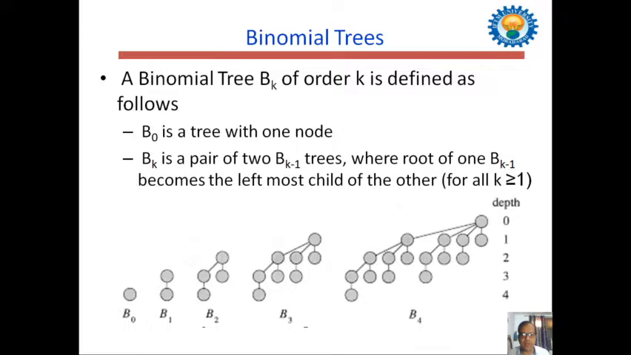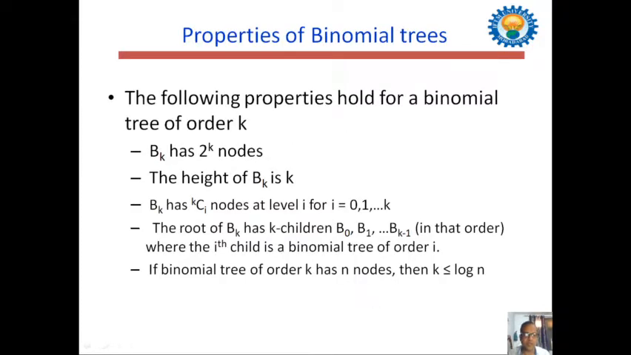Similarly, we can see at other levels also, like in the same case in B4, 4C2. What will be 4C2? Factorial 4 upon factorial 2 into factorial 4 minus 2. So 4 into 3 upon 2 into 2, that is 6. So there will be 6 nodes here. So we can see this in any other binomial tree also. The root of Bk has k children.